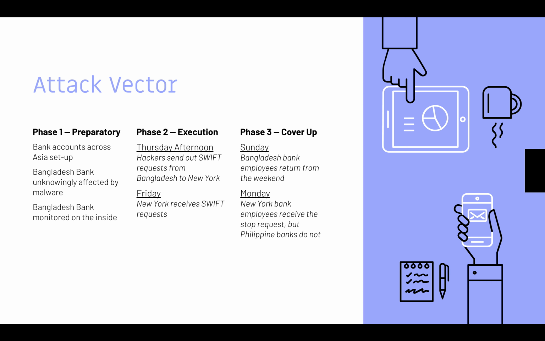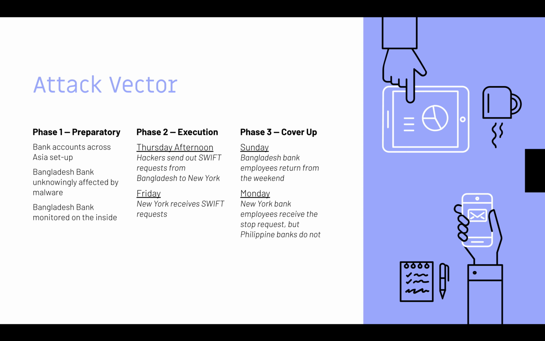At the same time, the Bangladesh Central Bank unknowingly becomes affected by malware. An employee was targeted by an email phishing scam, which unknowingly granted access to the entire Bangladesh Bank internal network. Now that the network has been infected with the malware, the hackers can monitor the Bangladesh bank from the inside. With access, these hackers spied on workers' habits and behaviors and also gained sought-after credentials needed to access the SWIFT system. Moving on to phase two, the execution.